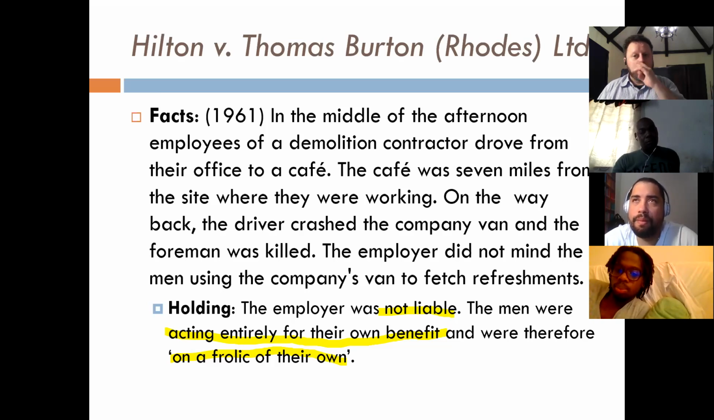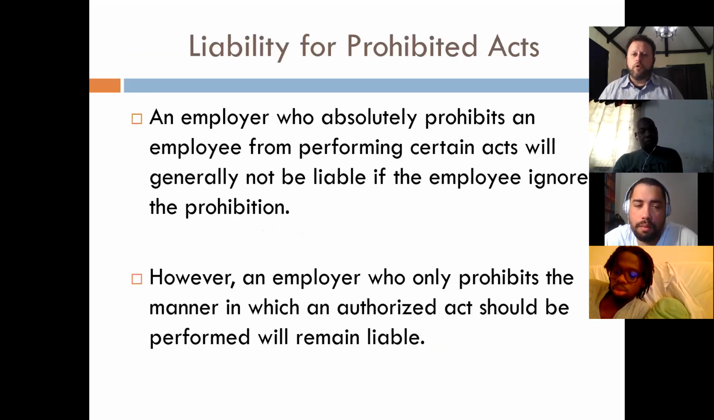If they told this driver, you can never drive the forklift, never, then if he did it, the company would not be responsible because they told him you can't do it. That's called liability for prohibited acts. If an employer absolutely prohibits an employee from doing some things, then the company's not responsible.